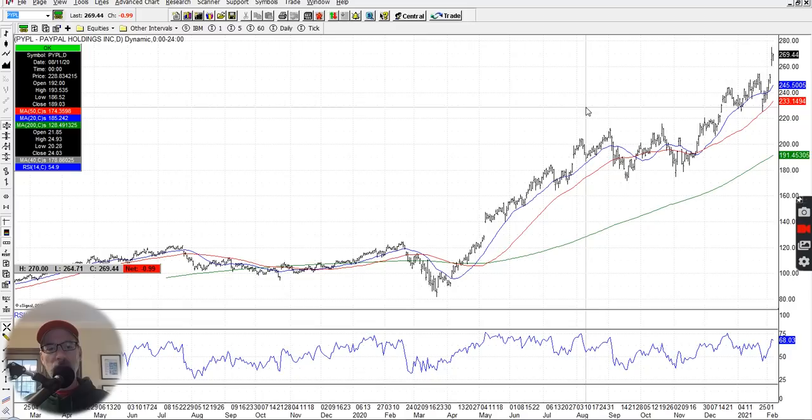But if you're investing for the long term, 6 months, a year, 2 years, whatever, the daily chart is pretty much all you need to look at. You want to see the movement of the chart over time. Now, this is going back a couple of years. You can see PayPal kind of went sideways for a while, and then after the coronavirus in March, it just went ballistic.